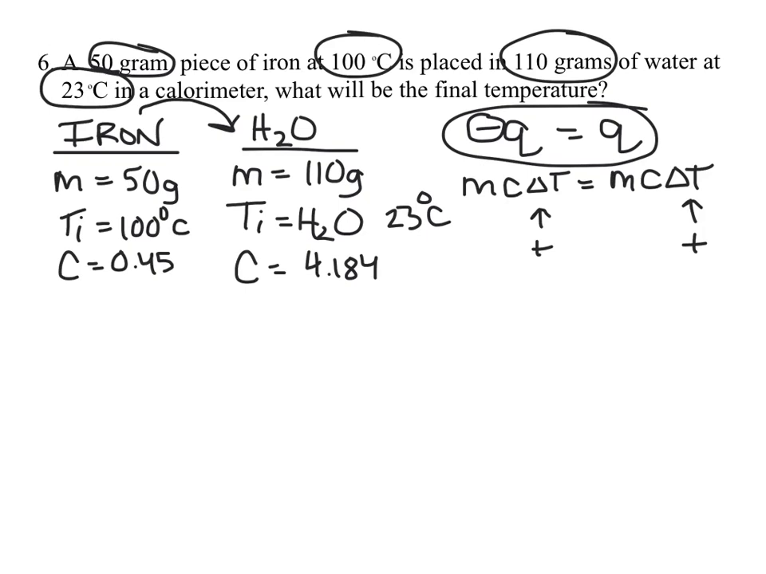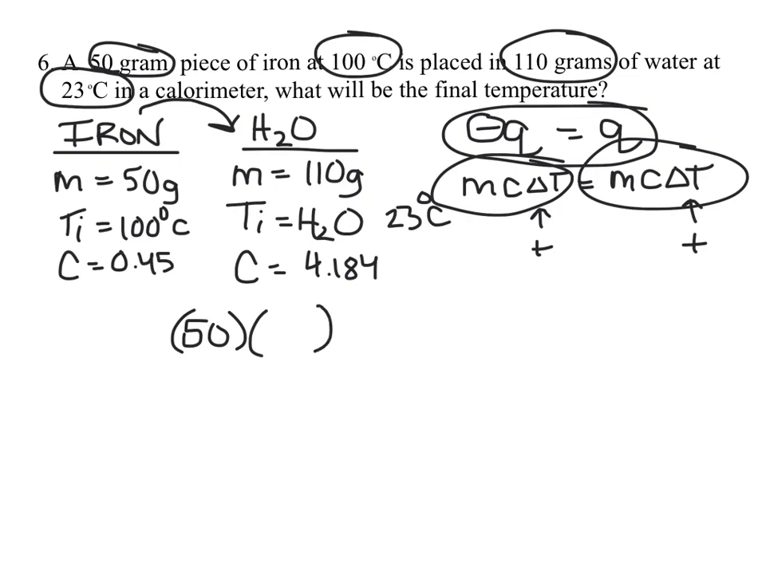Okay, so let's start doing that. We're going to use these equations, mc delta T, and start plugging in. So on the left side, I'm going to take my iron. So my mass is 50, m. My c, the specific heat, is 0.45. And my change in temperature, I have to think about.